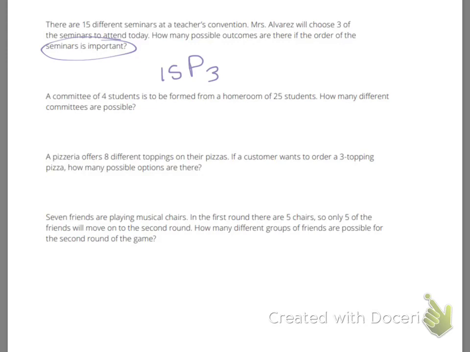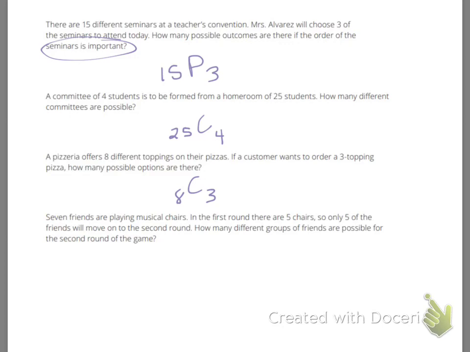A committee of 4 students is to be formed from a homeroom of 25 students. How many different committees are possible? It doesn't matter what order they're assigned in, so it's going to be a combination. A pizzeria offers 8 different toppings on their pizzas. If a customer wants to order a 3-topping pizza, how many possible options are there? Does it matter what order I put the toppings? To some people, maybe. Okay, but it doesn't in this situation, so 8, choose the 3 toppings.